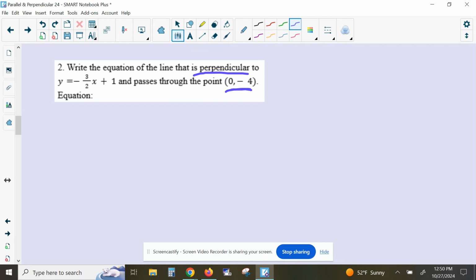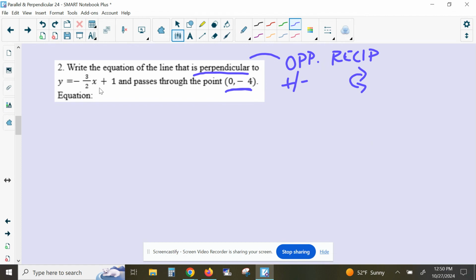Okay, so perpendicular, you know that we need opposite reciprocal slopes. Opposite means change it from plus to negative or vice versa, and reciprocal is when you flip the fraction upside down. So we know we have to change the sign and flip that baby over. Okay, so let's take a look at this.